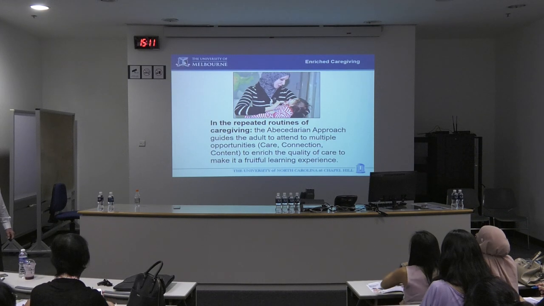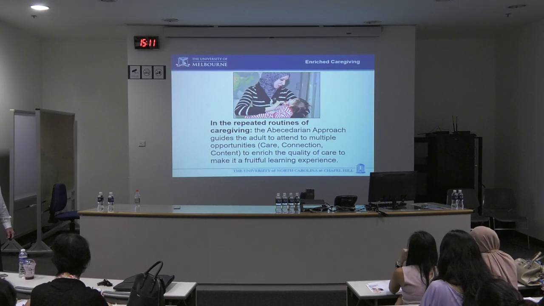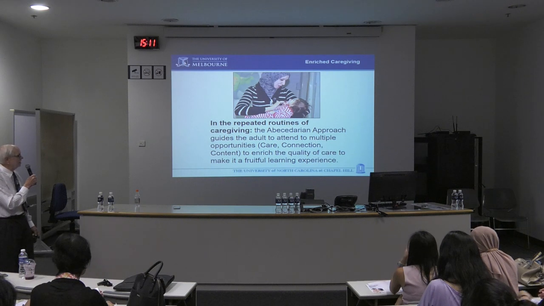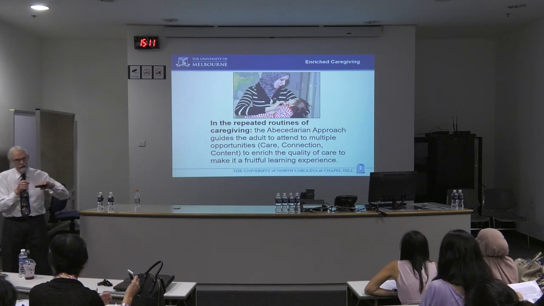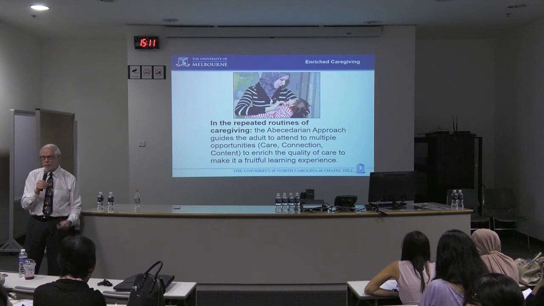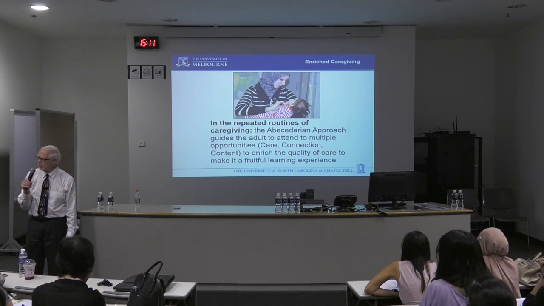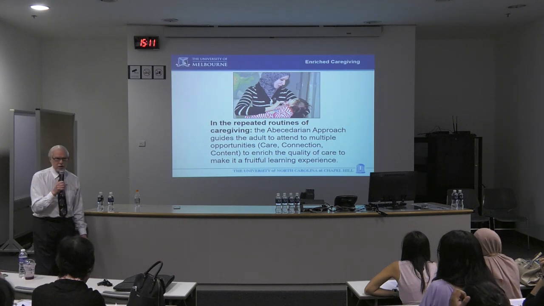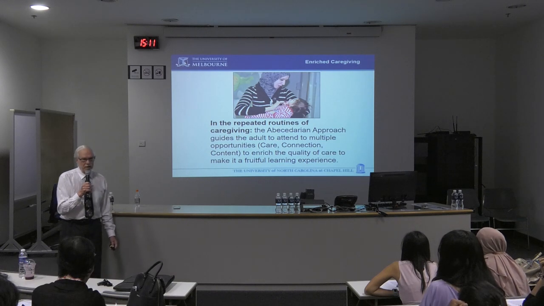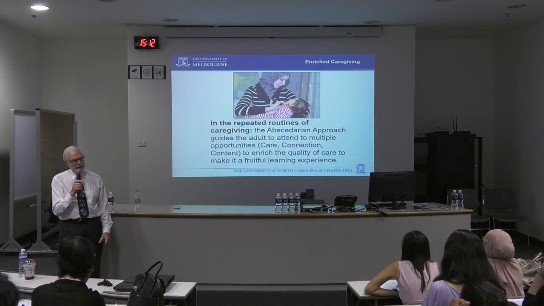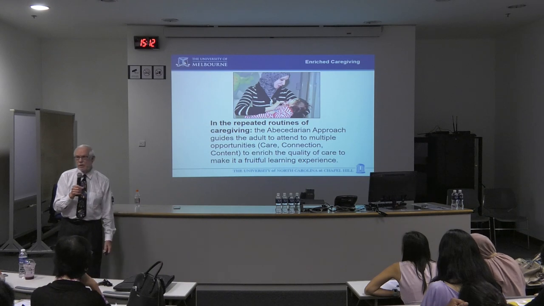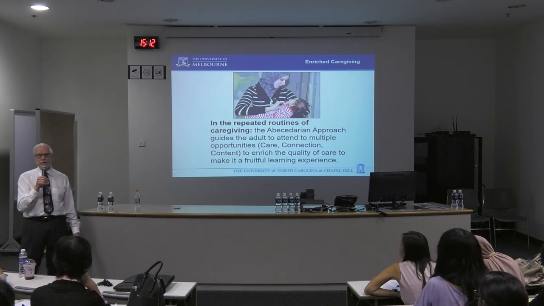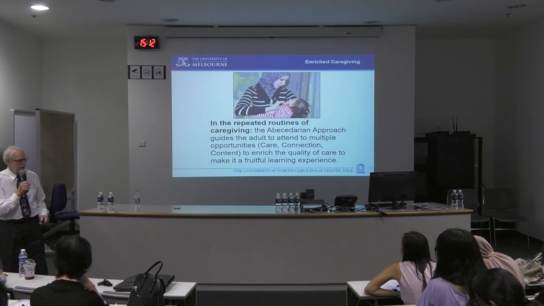That's what you get if you go through training with Kimberly. Then the second big area is during caregiving, and we call it enriched caregiving if you do it the way that we encourage in Abecedarian. The Abecedarian approach guides the adult to attend to multiple opportunities of caregiving. We think of the care event, and we think of connection, which means the warm emotional contact between you and the child. And then content, that is, you talk about something during your caregiving. You're not just in silence, or talking randomly. You have an idea: I'm going to talk about shapes, or colors, or emotions during this particular caregiving event. That makes it quite different from the way caregiving is done as a rule in childcare.